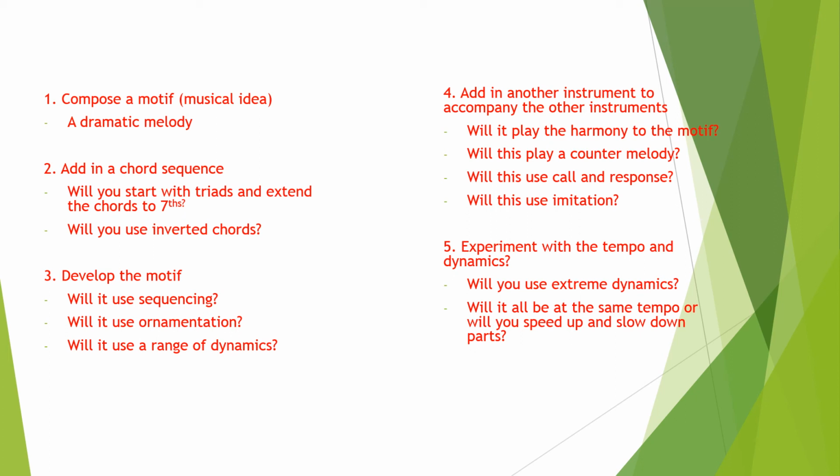Have a think about the following. Will it use sequencing? Will it use ornamentation? Will it use a range of dynamics? Once you've done these three things, you then need to add in another instrument to accompany the other instruments. And at the very end, you can experiment with the tempo and the dynamics. Remember, a piece of romantic music is very expressive, very dramatic, and uses lots and lots of emotion. If you need any help, I am just an email away. Please pause the video and continue with your compositions now.